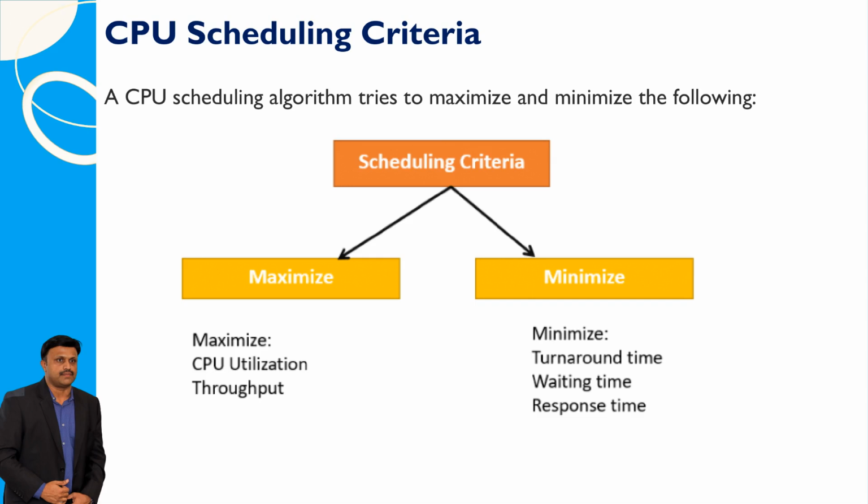These include maximizing CPU utilization to keep the CPU consistently busy, increasing throughput by maximizing the number of processes completed within a given time frame, and minimizing turnaround time, which refers to the time taken to execute individual processes. By balancing these factors, scheduling algorithms strive to enhance overall system performance and resource utilization.